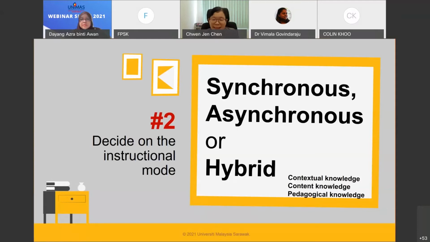Now, the second consideration is to decide on your instructional mode. If you want to design your online learning, the second thing you need to do is decide on the instructional mode. Do I go for synchronous, asynchronous, or hybrid? So how do I decide this? I think it requires the contextual knowledge, knowing your students' condition.